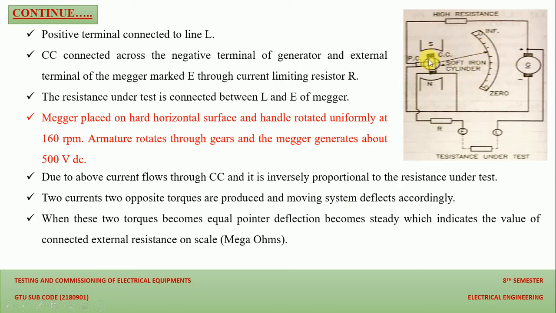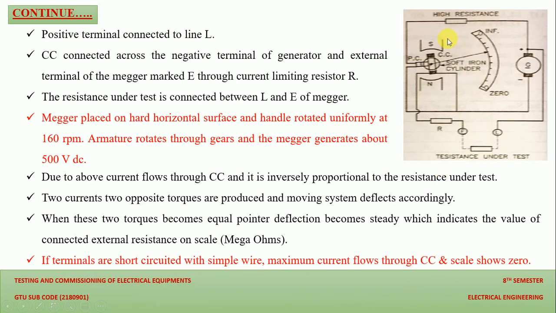Whenever there is a difference between the two torques, the pointer will not be steady, and if both the currents reach an equal level, then the pointer will be steady. And as the pointer becomes steady, we can say that both the currents transferring to the current coils are the same, and this is the value of the resistance that we are measuring, meaning the value of the resistance under test that we are measuring with the help of the Megger. So this is how the Megger will work.